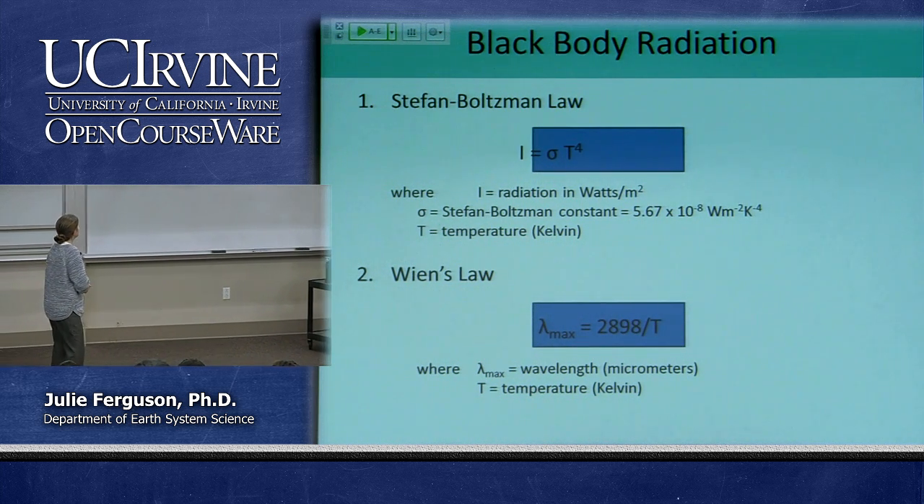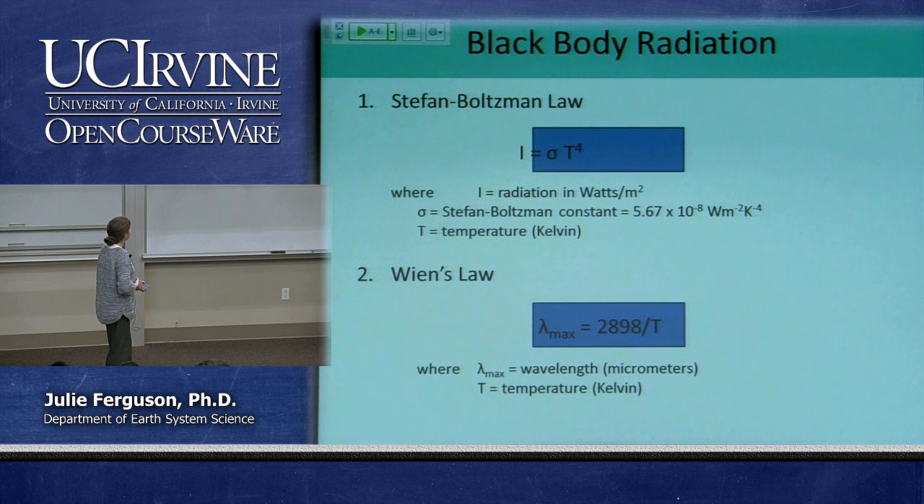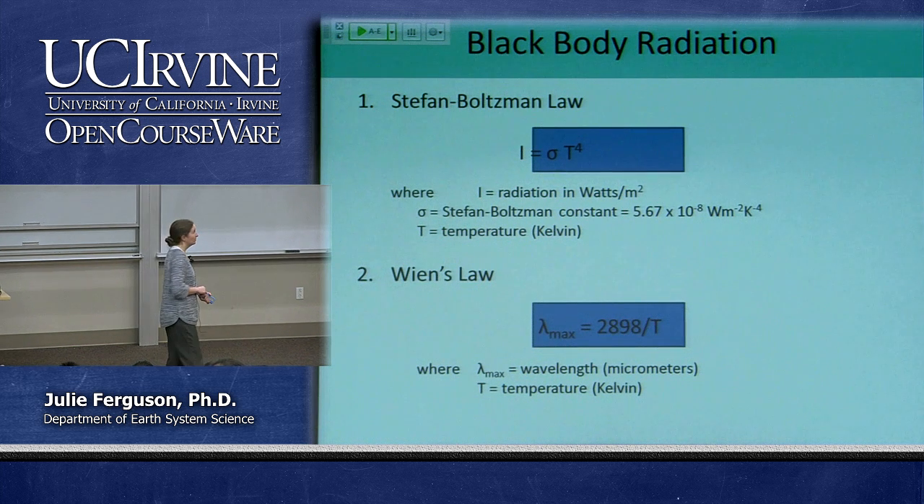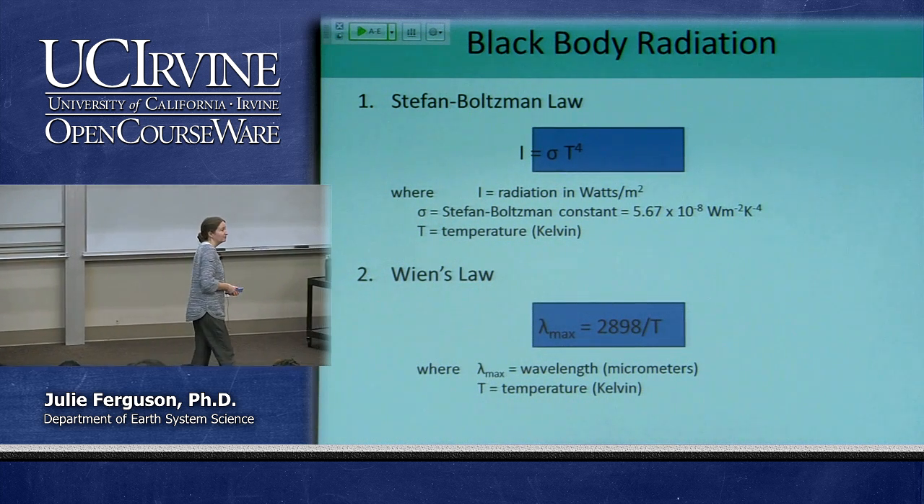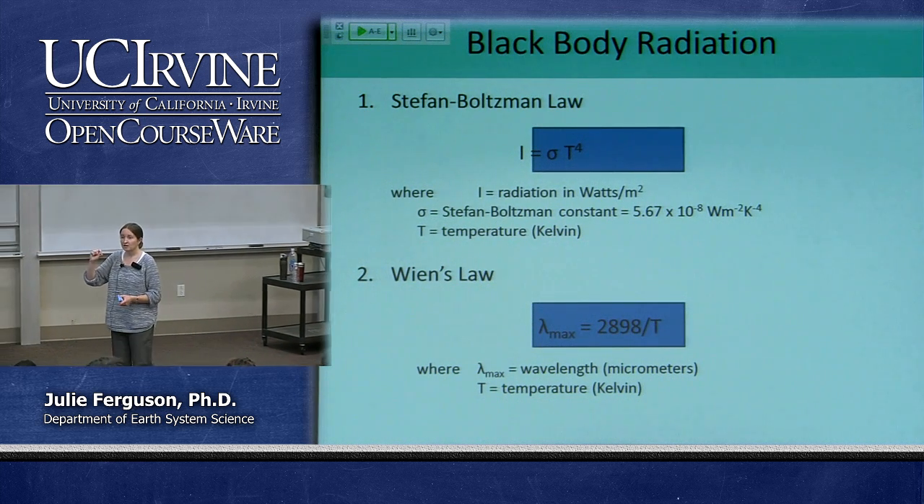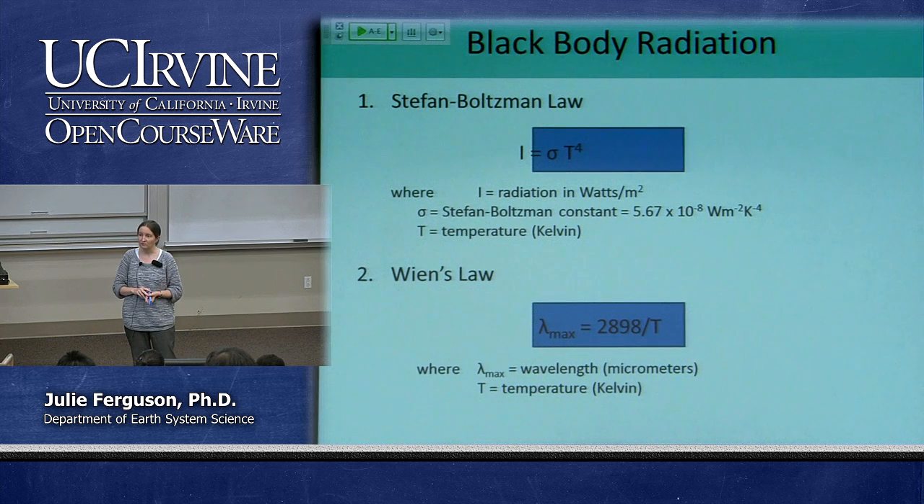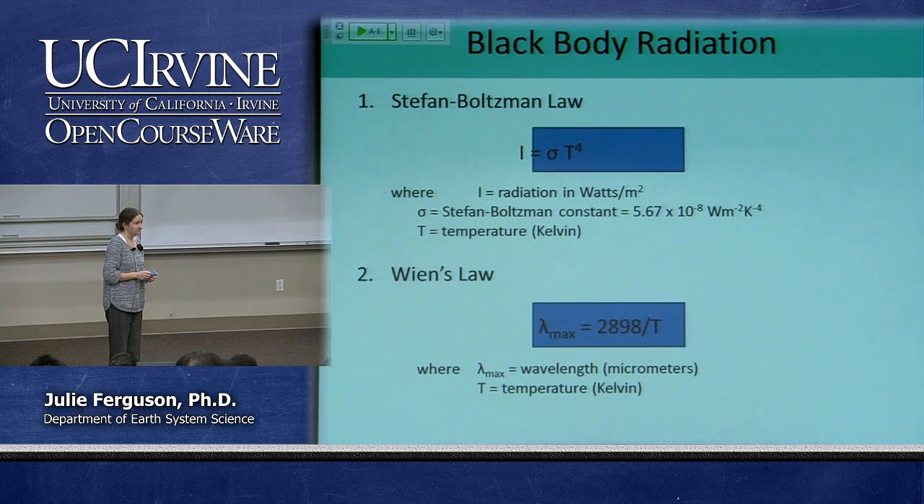And so that I is just radiation in watts per meter squared, so how much power is coming per unit area. And then it's equal to just the Stefan-Boltzmann constant, times the temperature in Kelvin to the power 4. What that power 4 tells you is that even if you raise temperature just a little bit, you're going to much more greatly increase the amount of radiation that it gives out. Okay? So hopefully that one makes sense.